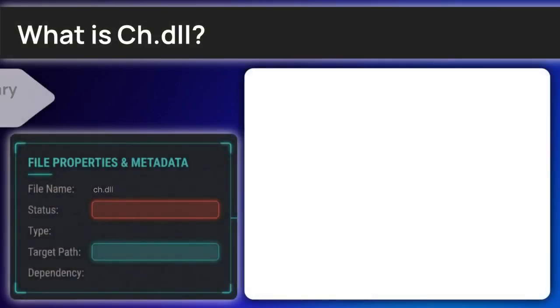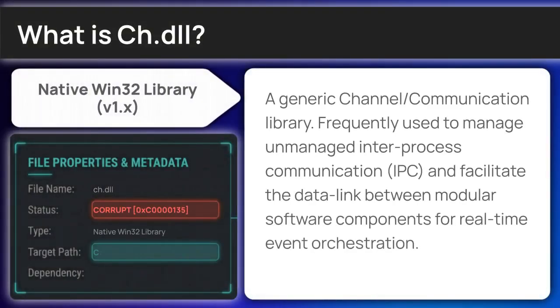This is the Ch library, a generic channel and communication library, frequently used to manage unmanaged inter-process communication (IPC) and facilitate the data link between modular software components for real-time event orchestration. Now that you know how the file works, let's focus on the how and fix the issue.